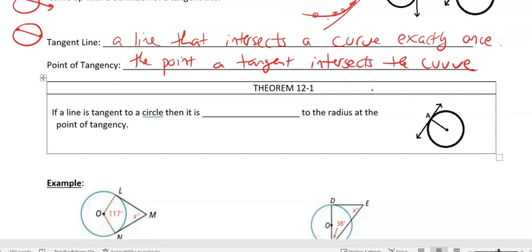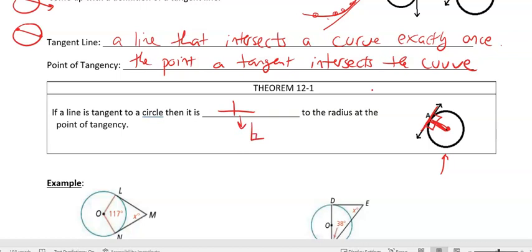So this is the main thing that we learn in today's lesson. If you have a circle and you have a tangent line and then you make a radius going to that point of tangency, how does it look like the radius intersects the tangent line? Perpendicular. Fantastic. If a line is tangent to the circle, then it is perpendicular to the radius at the point of tangency. Well, we know perpendicular leads to right angles.